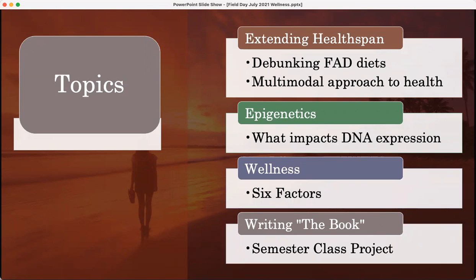We're going to go through extending health span, the definitions of health span and lifespan, debunking the fad diets, and looking instead at a multimodal approach to health, and then explaining what epigenetics is, what impacts DNA expression. And through that, we're going to talk about wellness and then the semester class project.